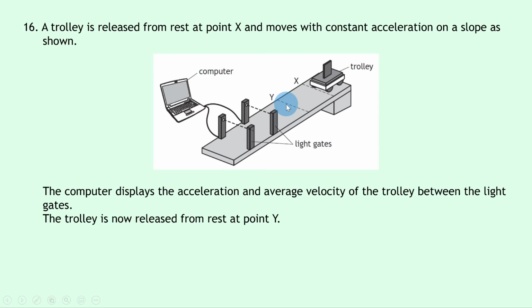So therefore we could say the average velocity is going to be smaller or less. So the average velocity for the trolley released from Y will be less than that for the trolley when it's released from X. For the acceleration, however, it's the steepness of the slope that affects the acceleration. So if the steepness of the slope stays the same, then the acceleration of the trolley down the slope will also be the same. It doesn't matter what point the trolley is released from.